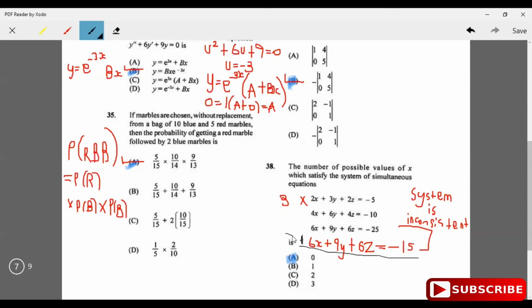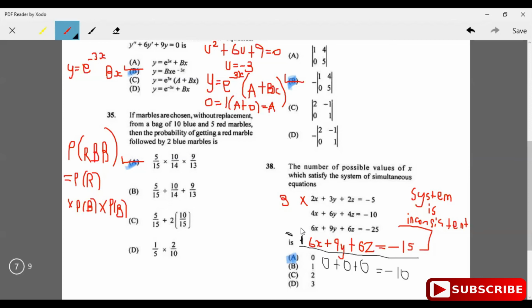If you were to subtract these two equations, 6x minus 6x gives me 0, 9y minus 9y gives me 0, 6z minus 6z gives me 0. So I have 0 plus 0 plus 0 equal to negative 25 minus negative 15, which works out to be negative 10. Now 0 plus 0 plus 0 can't give me negative 10, and so there is no solution. So that's an alternate method of doing it.